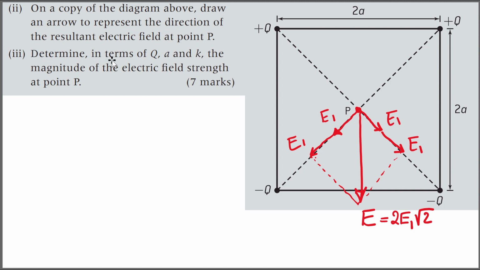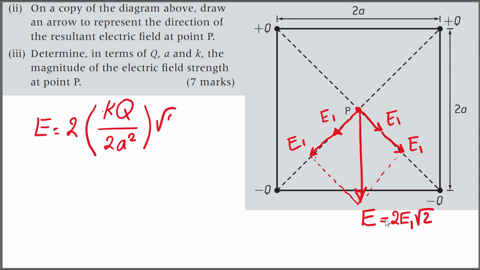For part three, determine in terms of Q, a, and k the magnitude of the electric field strength at point P. We just substitute the values. The E will be 2 times E1, which is something we used from the previous result, kQ over 2a squared, then times square root of 2. Okay, we can forget about these two. So E will be kQ square root of 2 over a squared. And this is the final answer.